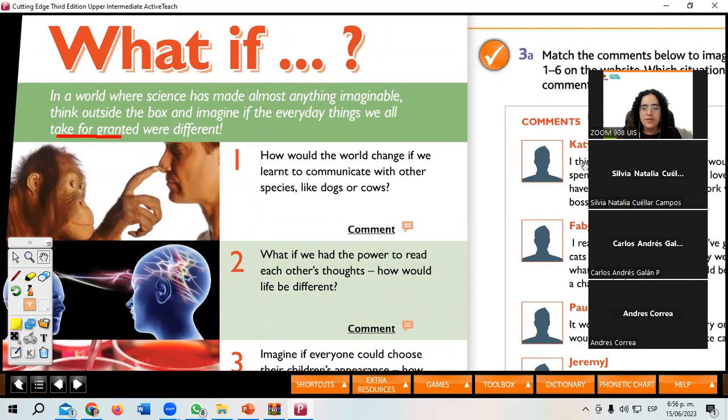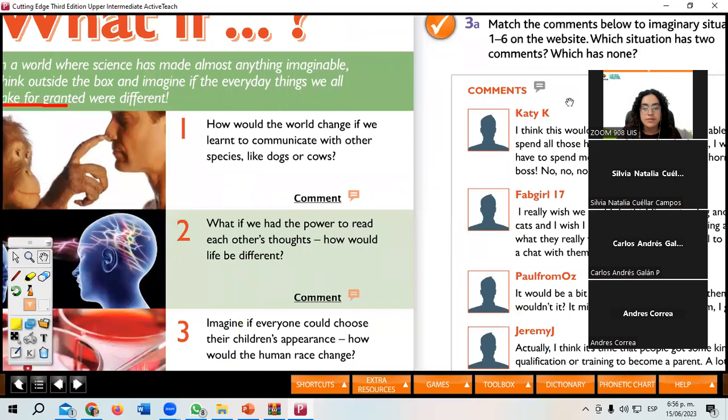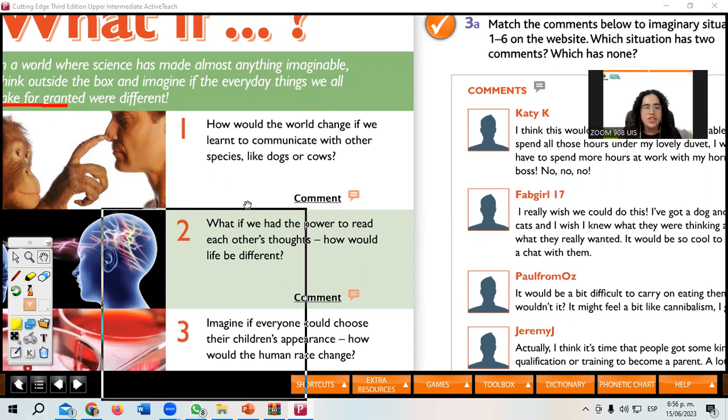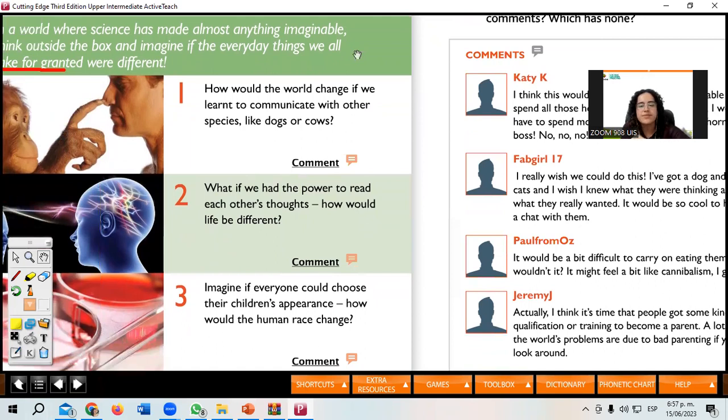What if? The first one, let's see, maybe Natalia, number one. Okay, teacher. How would the world change if we learn to communicate with other species like dogs or cows? Lisette, can you read number two, please? What if we had the power to read each other's thoughts? How would life be different? If we had the power to read each other's thoughts, how would life be different?